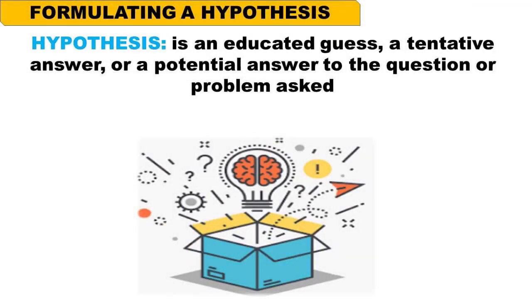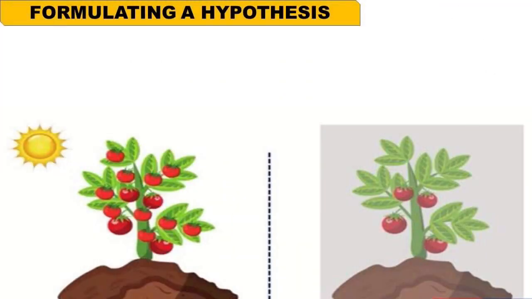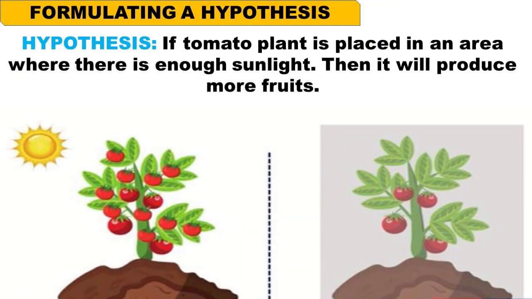The next step that we need to do is formulating a hypothesis from our question. A hypothesis is an educated guess, a tentative answer, or a potential answer to the question or problem asked. The hypothesis must be in such a way that it can be tested through an experiment and have variables. A hypothesis is usually written in if-then format. The hypothesis to our question earlier is: if a tomato plant is placed in an area where there is enough sunlight, then it will produce more fruits.